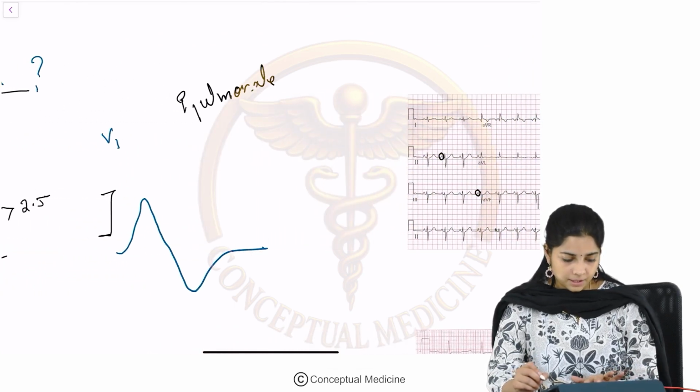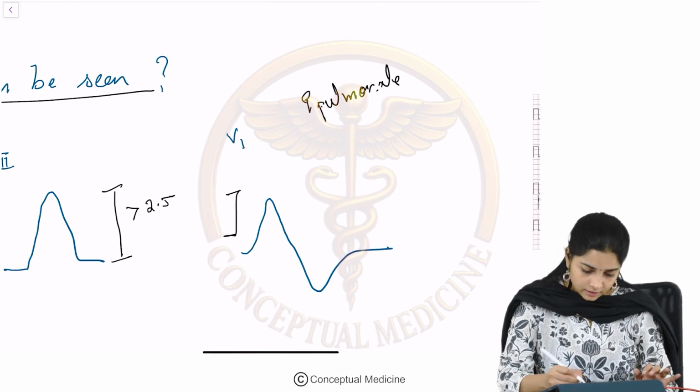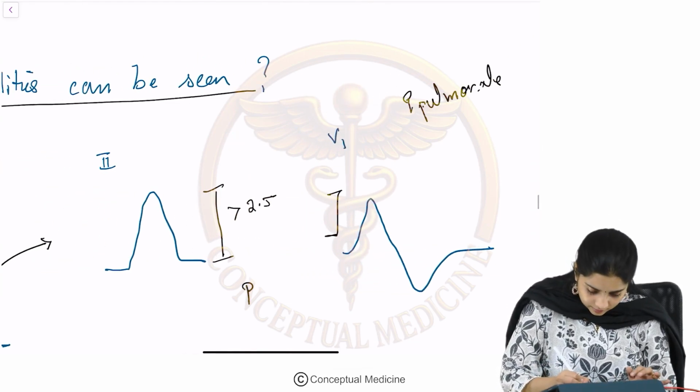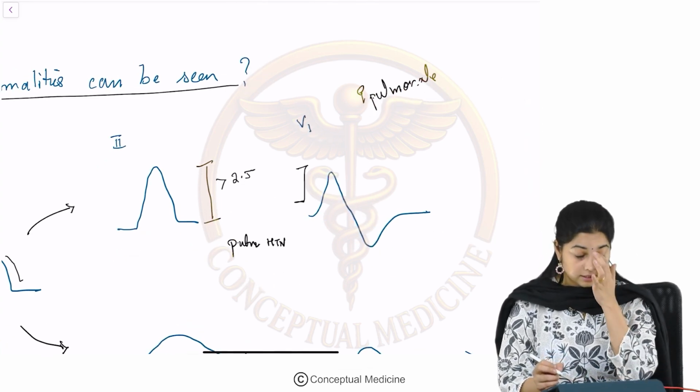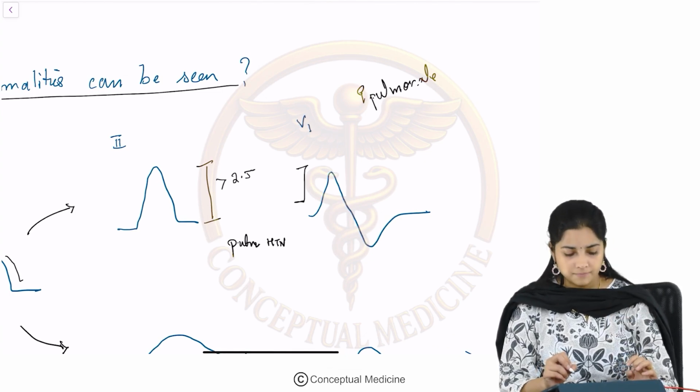And where do you see this P pulmonale? P pulmonale is seen in pulmonary hypertension. Right. So, the P pulmonale is seen in pulmonary hypertension.